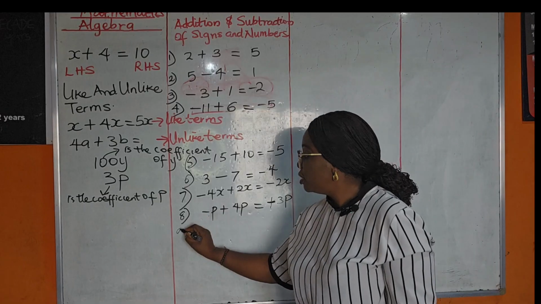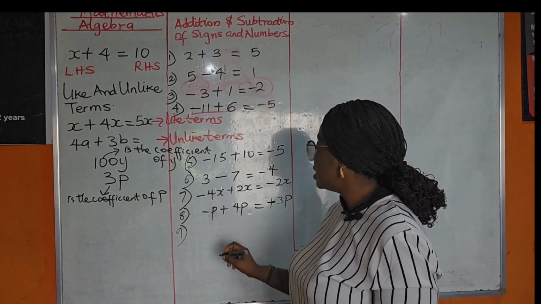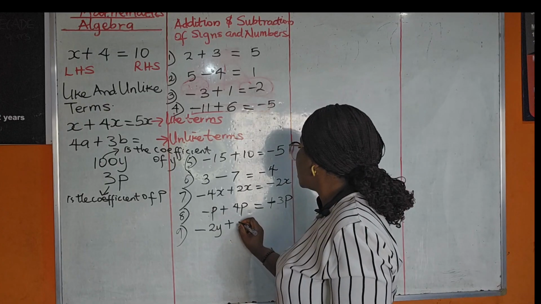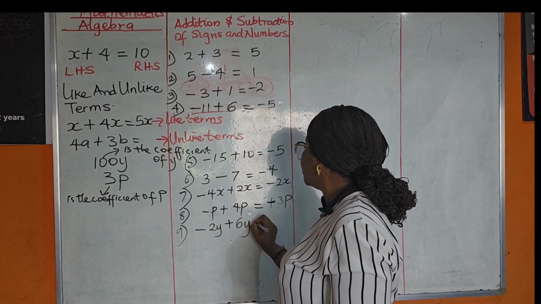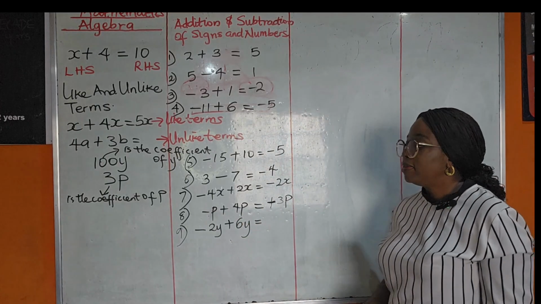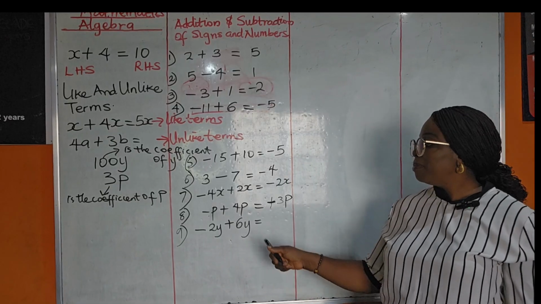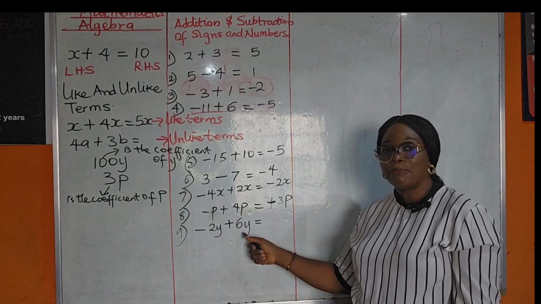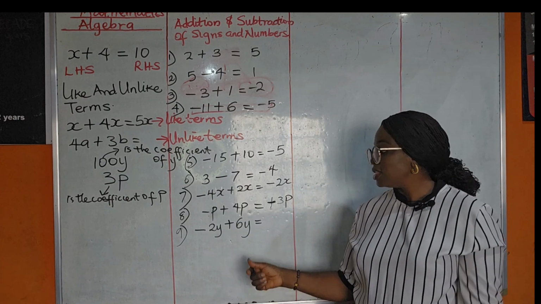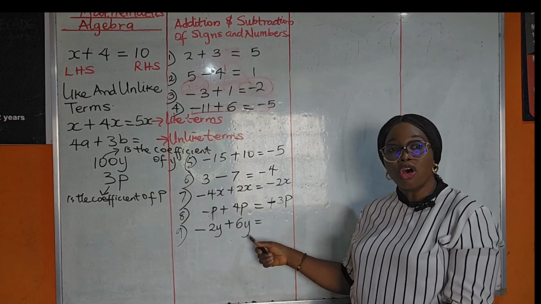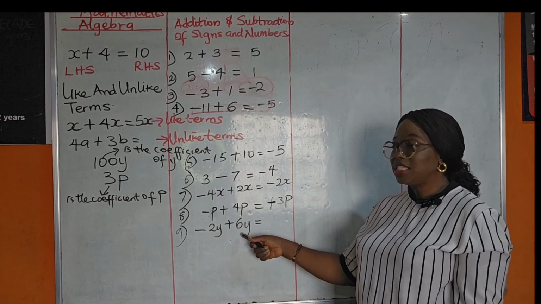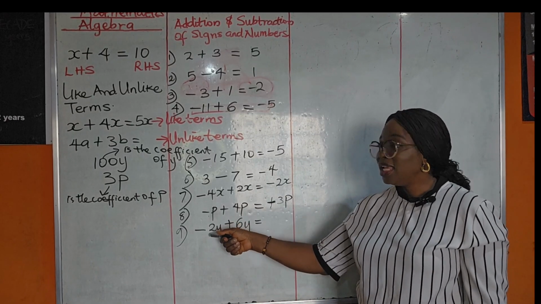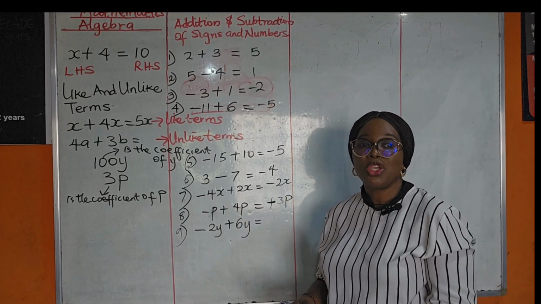Let me solve one more. You have something like this. Minus 2y plus 6y. Look at our negative number. It's way smaller than our positive. What does that tell us? That what we are owing, we have more than what we owe. Because positive number reflects what we have and our negative number tells us what we owe.